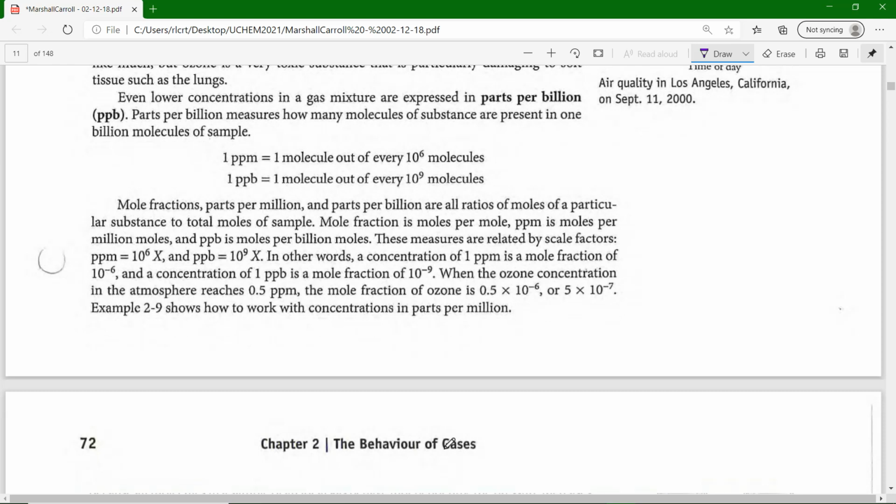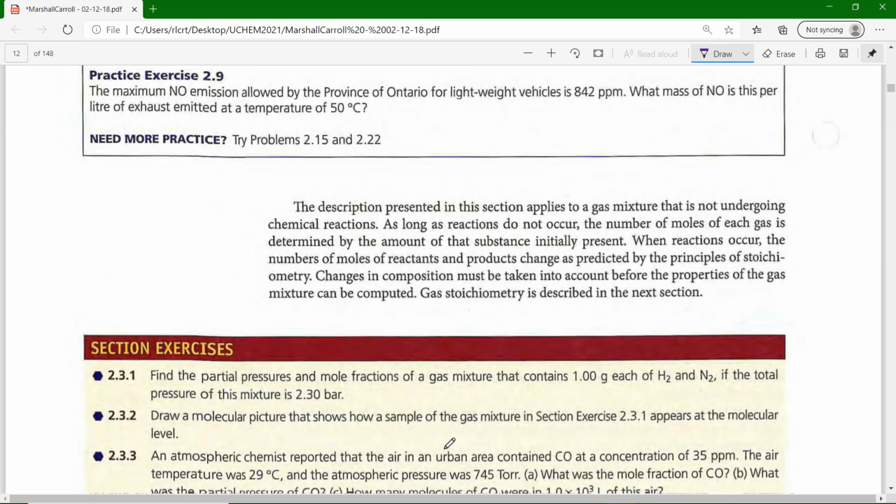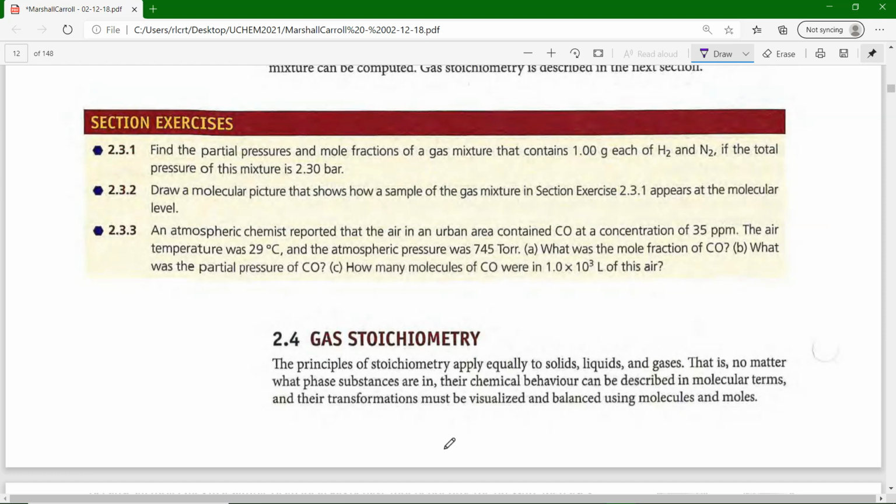Okay, so we see here, oh, it says omit. There's an issue with that, so I'm not going to worry about example 2.9. Let's try a section exercise instead. But just know that sometimes you'll see part per million, part per billion. Let's try section exercise 2.31.